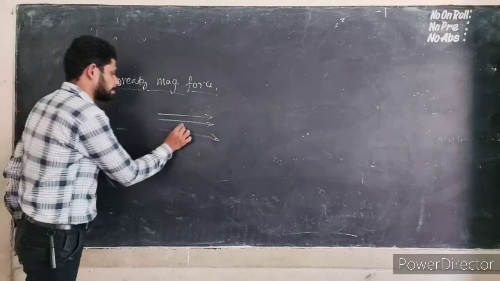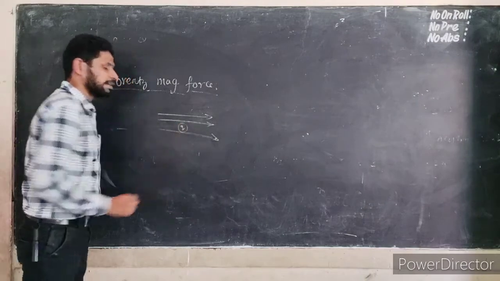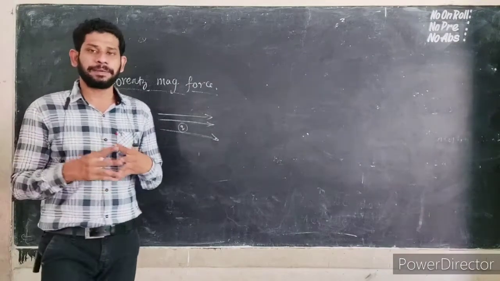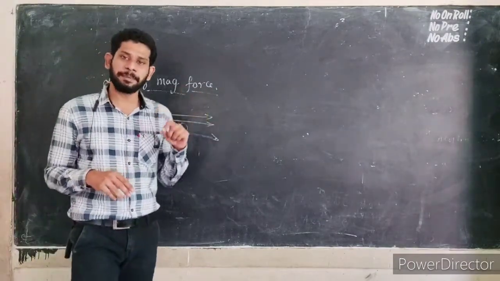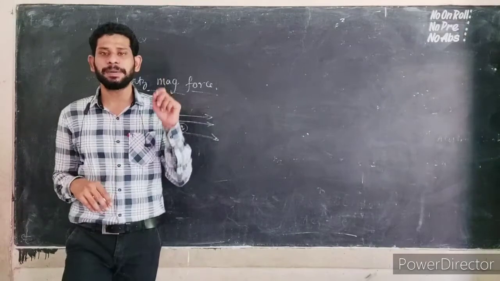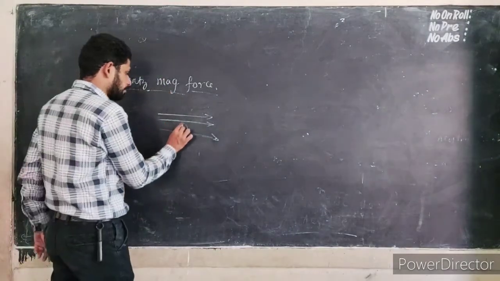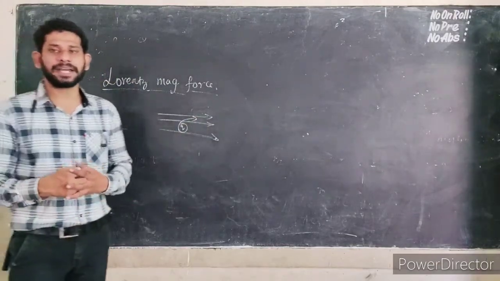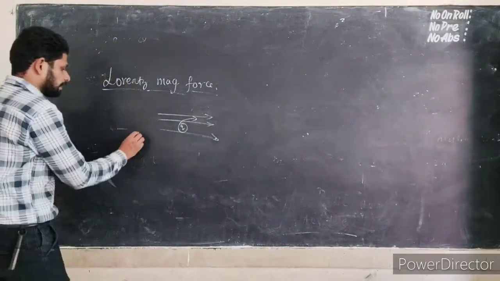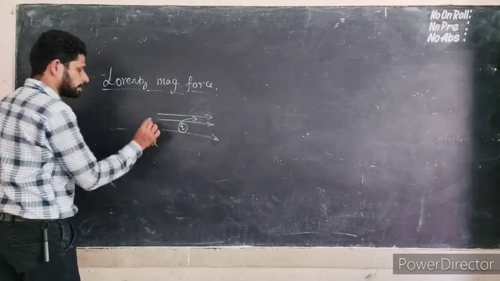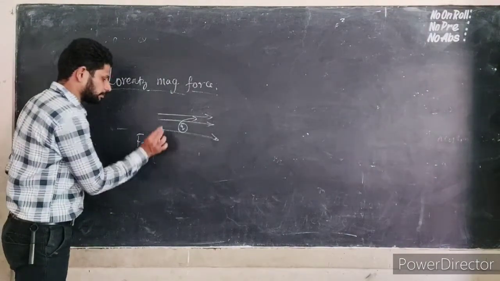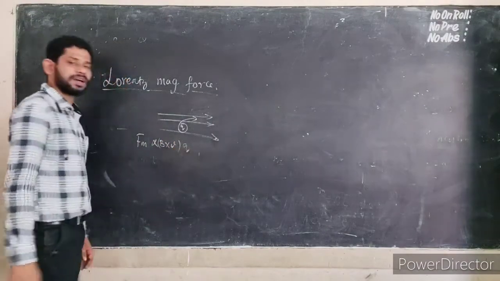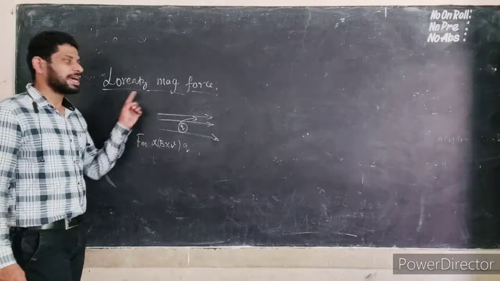When the charge is placed in the uniform magnetic field and is at rest, there is no force acting on the charge. But when the charge moves with some velocity, or moves in a perpendicular direction, it experiences some force. That force we call the Lorentz magnetic force, or magnetic force of the charge. That force Fm is directly proportional to the magnetic field, the velocity, and the magnitude of the charge. So what is the Lorentz magnetic force?